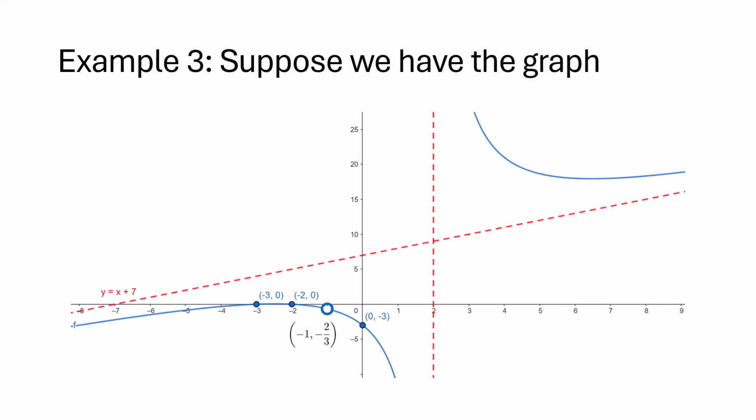Our next example appears as what we see here. So take a moment to study this graph and then determine where the behaviors match up so we can build an algebraic form for this rational function.